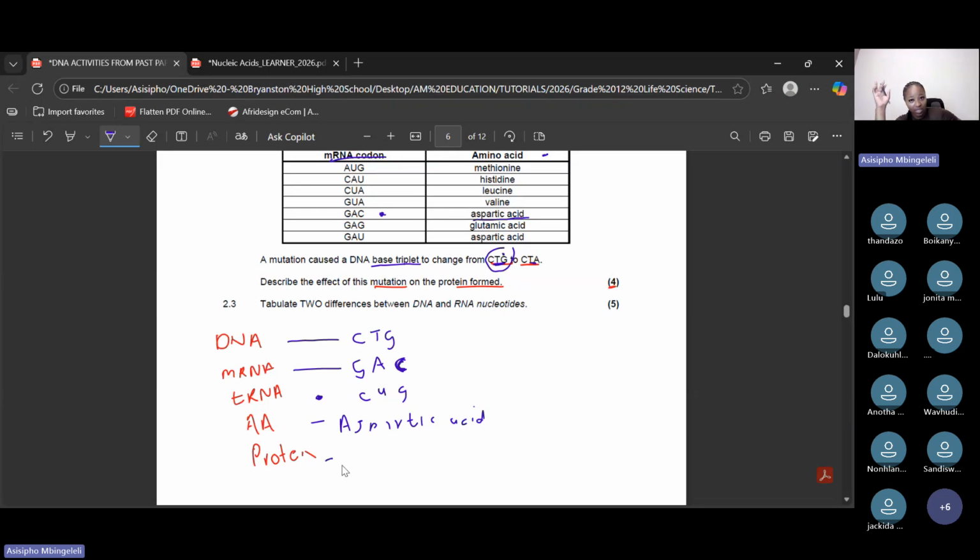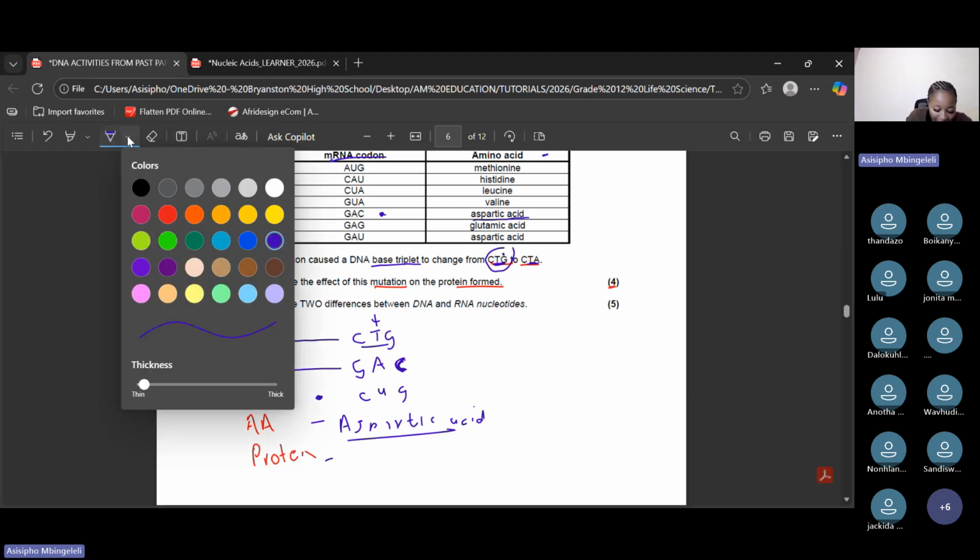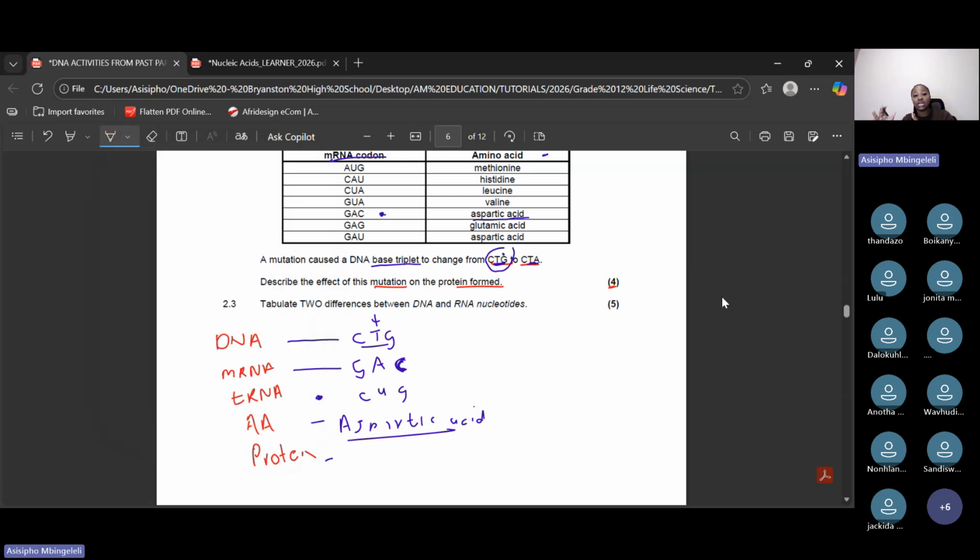We go back to the question. They're saying a mutation caused a DNA-based triplet to change from CTG to CTA. This is the amino acid that was formed when our bases were CTG. Now let's find out if the amino acid would change or remain the same since there was a change that occurred in the bases. Let's find out together. What was the change that occurred here? The bases then became CTA.